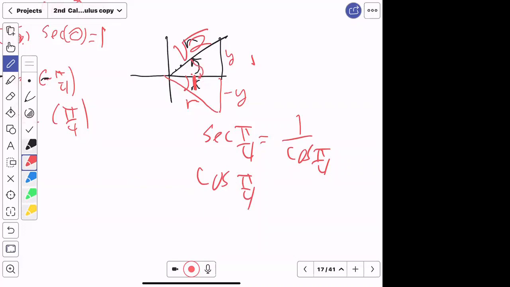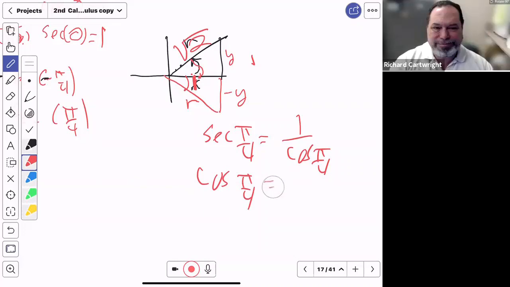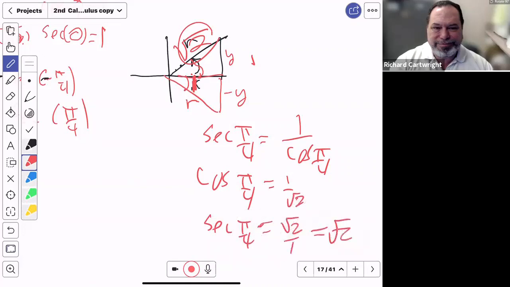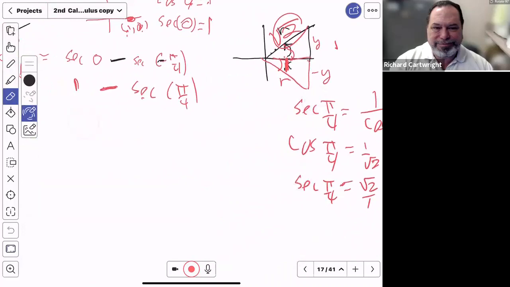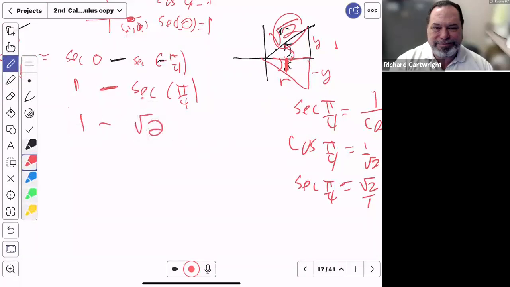Well, you're on the right track. Cosine of pi over 4 would be 1 over square root of 2. But the secant of pi over 4 needs the reciprocal, so just flip that. So you are right, that is your final answer of that piece. So 1 minus the square root of 2 should be your answer.